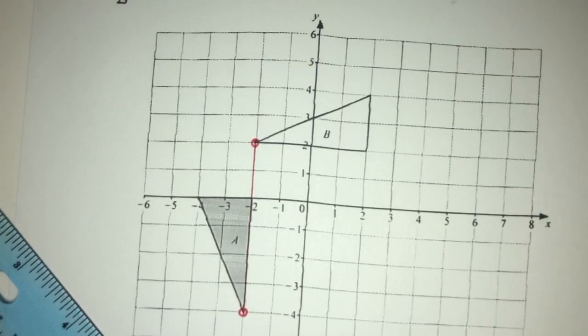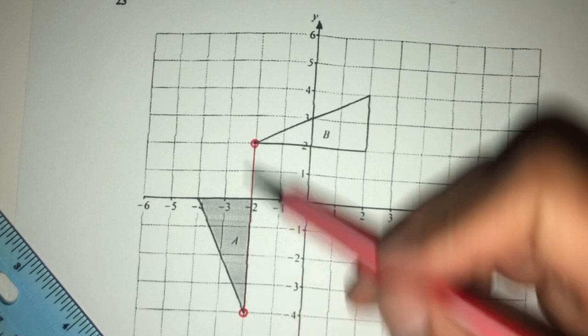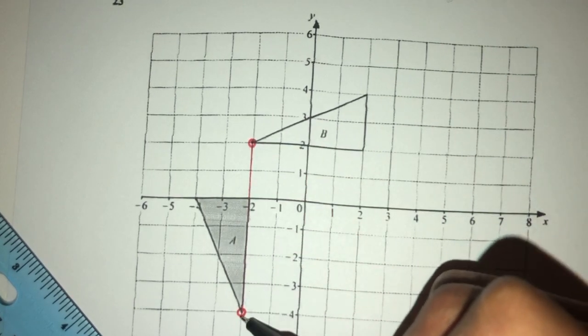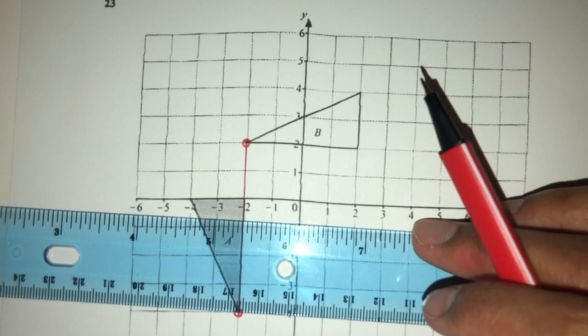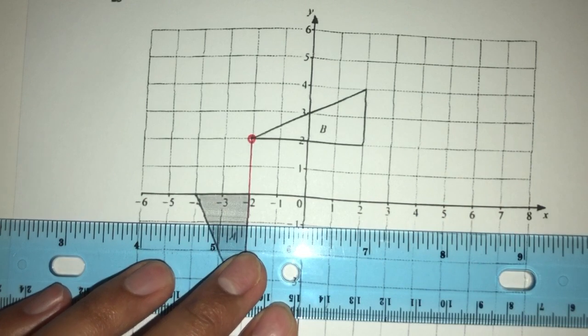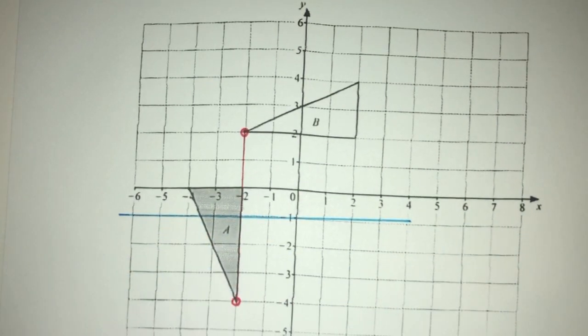Next step is I will draw the perpendicular bisector of that line. So let's see. It is a vertical line, so you have to be at the midpoint. So 1, 2, 3, 4, 5, 6. So 3 will be right here. So this line is the perpendicular bisector of that line.